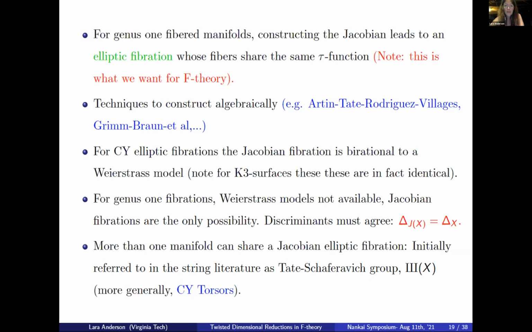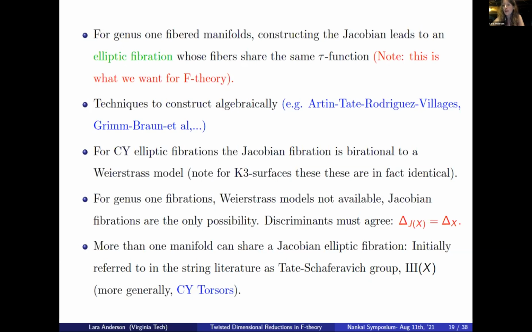For Calabi-Yau elliptic fibrations, as I said before, the Jacobian is birational to a Weierstrass model. For K3 surfaces, they are in fact identical. There is no difference in the structure that can be observed. For genus 1 fibrations, in general, Weierstrass models are not available, and so Jacobian fibrations are the only possibility. The property that these algebraic constructions of a Jacobian fibration admit is that their discriminants must agree.